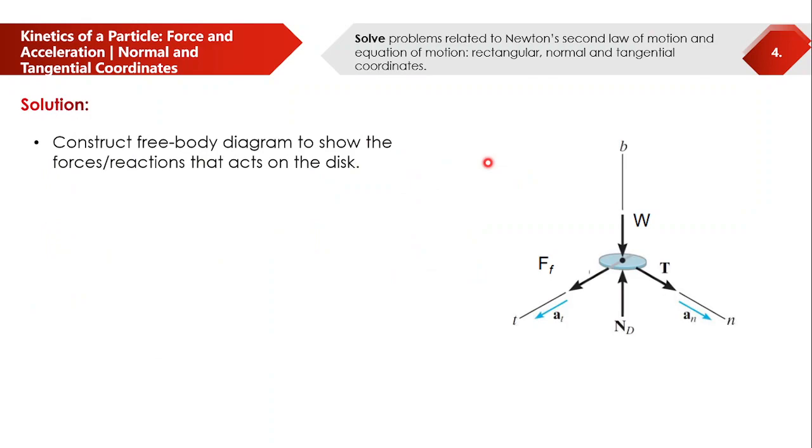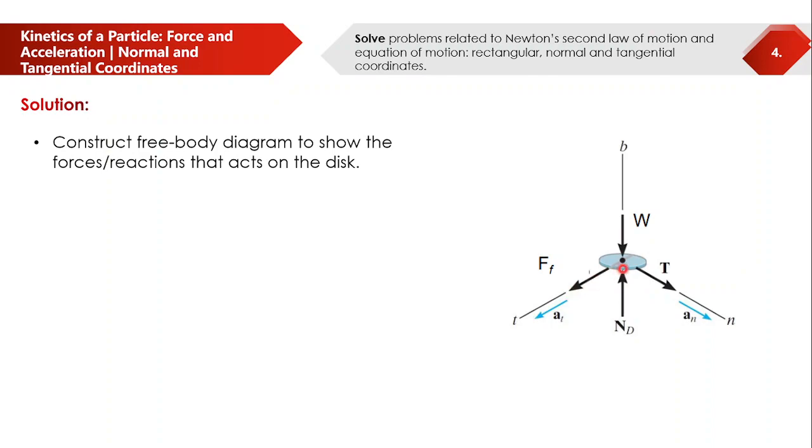So, first is construct the free body diagram to show the forces or reaction acts on the disc. Ayan, kumbaga, combine lang to ng inertial coordinate and then the free body diagram. Okay, your binormal, your tangential, and your normal, and this is your body or the particle or the disc basically.